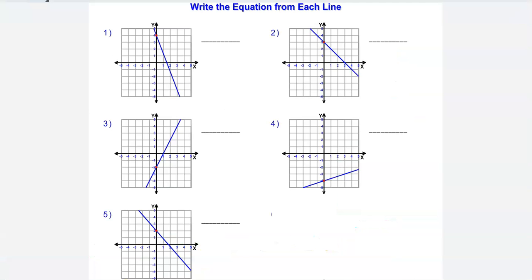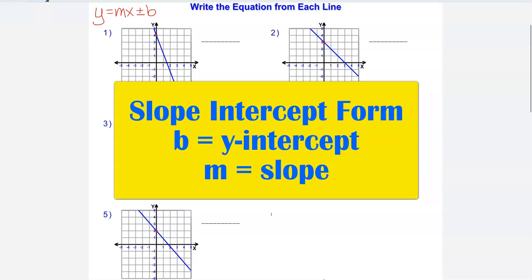Welcome to another video. Miss Terry's here, and today we're going to be writing an equation of a line in slope-intercept form by looking at the line on that graph. We want to write it in slope-intercept form, which is y equals mx plus or minus b. Remember, our b is our y-intercept, and our slope is our m.